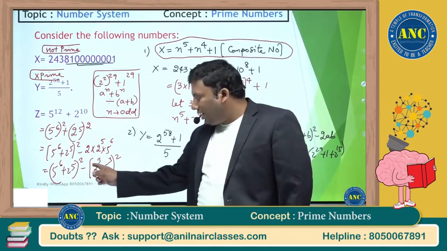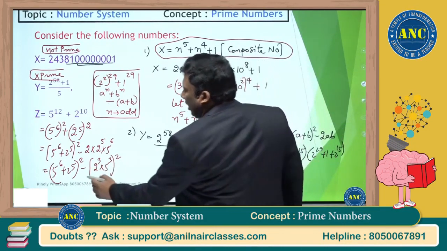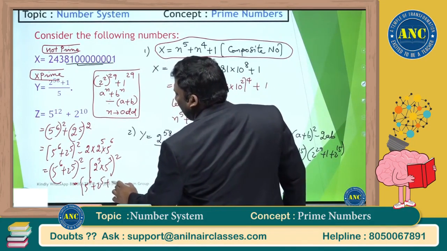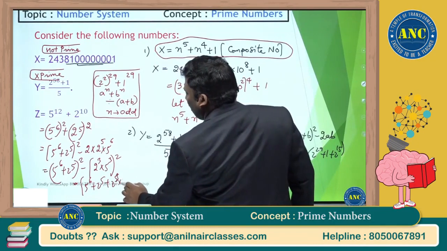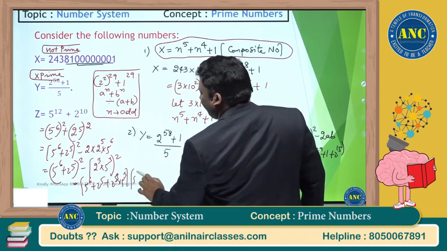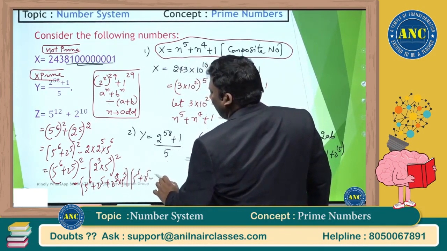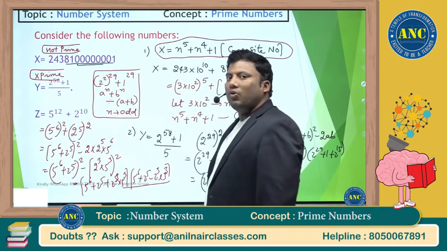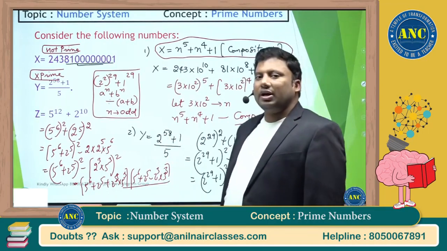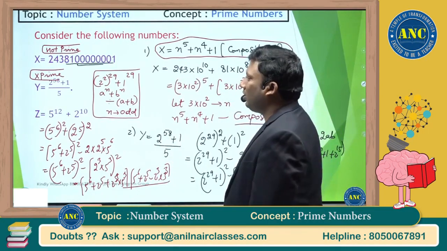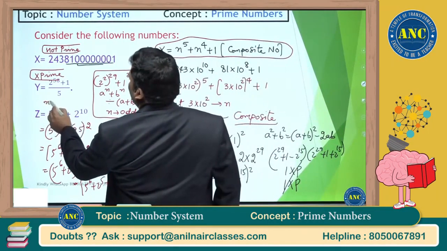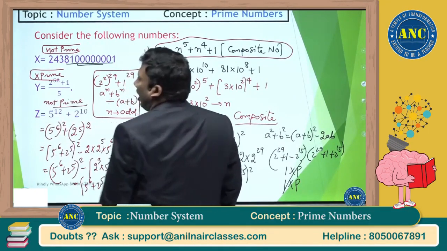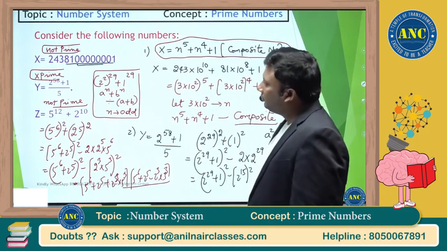5 power 6. A square minus B square, I will get A plus B into A minus B. If it is a prime number, it should have 1 as a factor, but it does not have 1 as a factor. So the third one is also not a prime number. Some advanced level question, how you should look at the question.